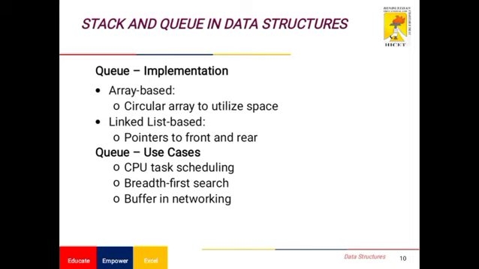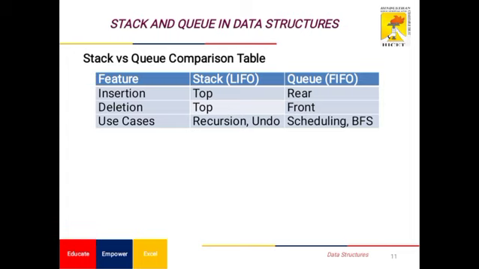In queue implementation there are three: array based, linked list based and queue use cases. Array based means a circular array to utilize space. Linked list based means pointers to front and rear. Queue use cases: CPU task scheduling, breadth first search, buffer in networking. So till now we discussed what a stack is, stack implementation, and operations of the stack. Next we discuss queue representation and queue implementation.